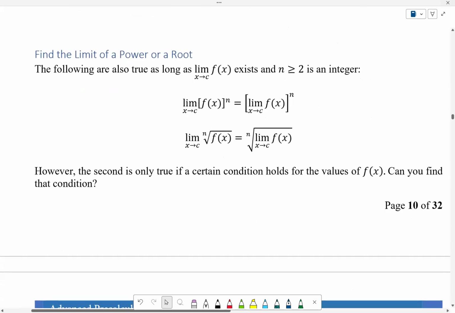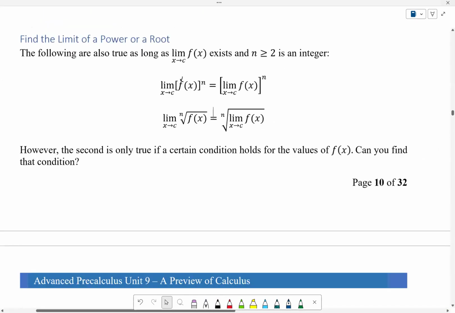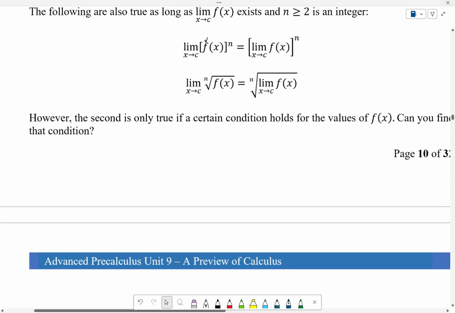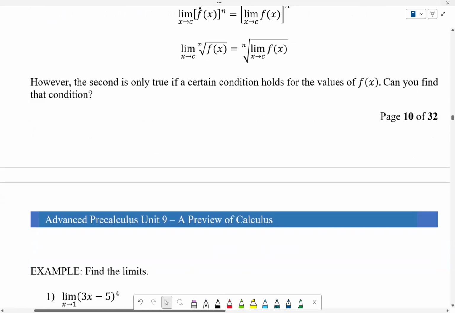Find the limit of a power or a root. Notice neither one of these is a polynomial. So this is just saying if you have the limit of something to the nth power, you could take that limit and kind of put it into the power. That's what's going on over here, right? It's now the whole thing is being raised to the nth power. Same thing happens with roots. If you're taking the limit of a root, you could put that limit inside the root. What do you think, Nico? Makes sense? Yeah, pretty straightforward. Let's see how you would use this.